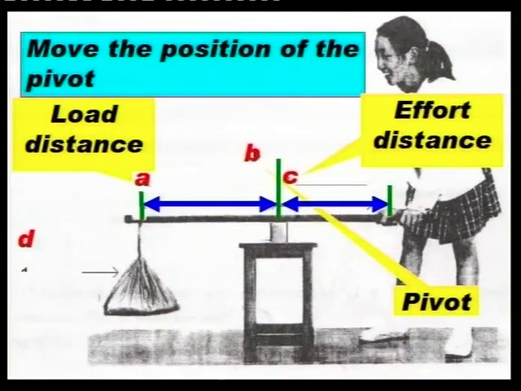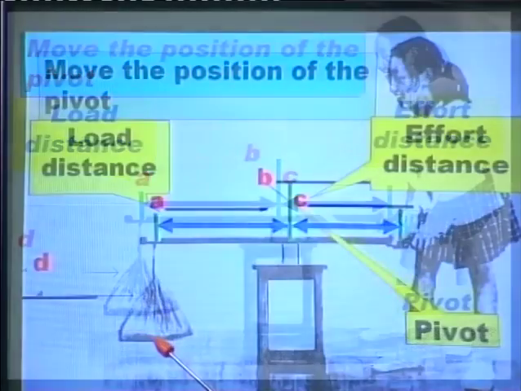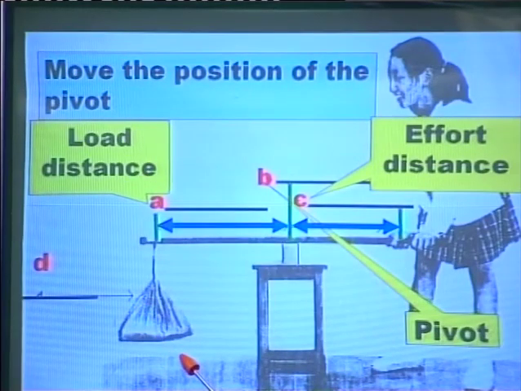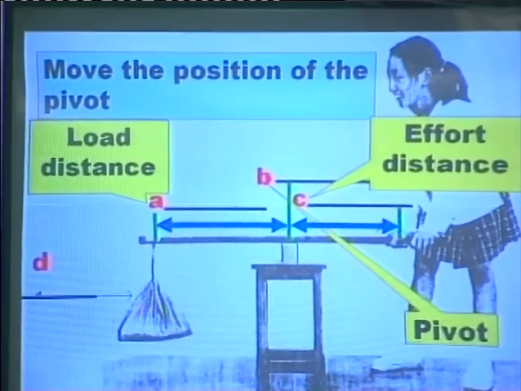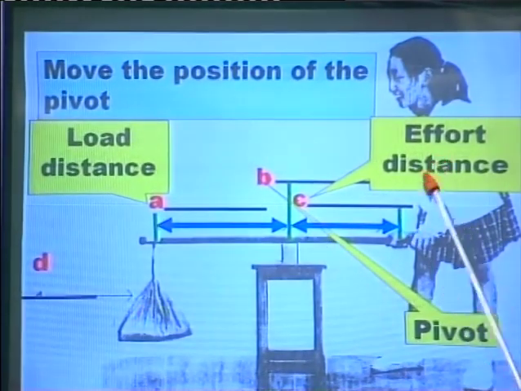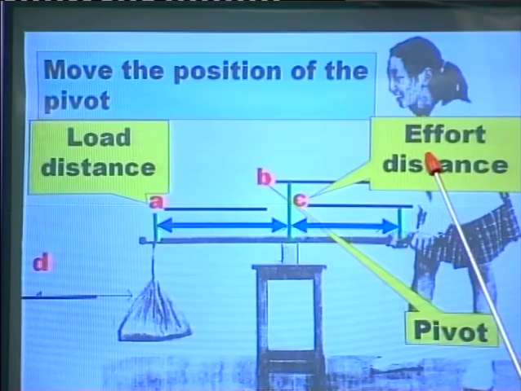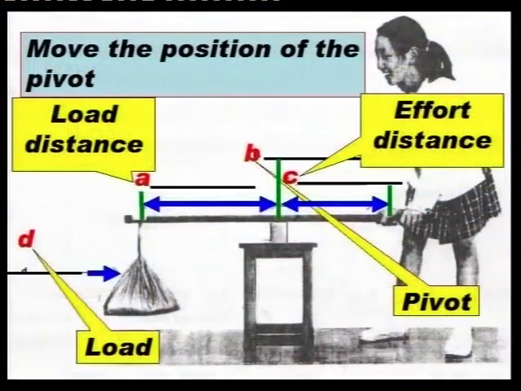So we have the load distance, we have the effort distance. At this end here, where this girl is putting her fingers, her hands, that is the effort. Where this is hanging, it is called the load. The distance from the center pivot to there will be the load distance. And of course, there to there is the effort distance. Very good. Okay, we are going to do something similar to that.